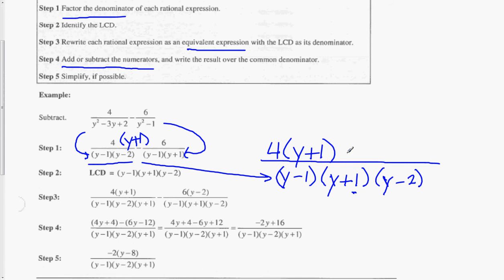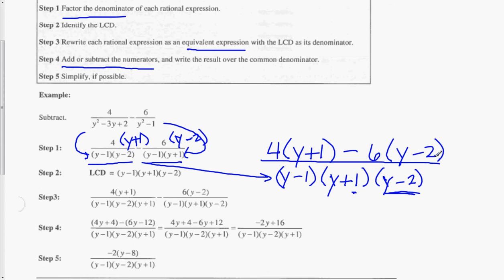Now in between these two fractions was a minus sign, so I'm going to carry that over. Then I'm looking at below the 6. I've got a y minus 1 and a y plus 1. So over here in my new denominator, I'm missing the y minus 2. So the 6 is going to have to get multiplied by y minus 2. So whatever is missing from the old denominator, that's what you'll multiply your numerator by. So 6 times y minus 2.